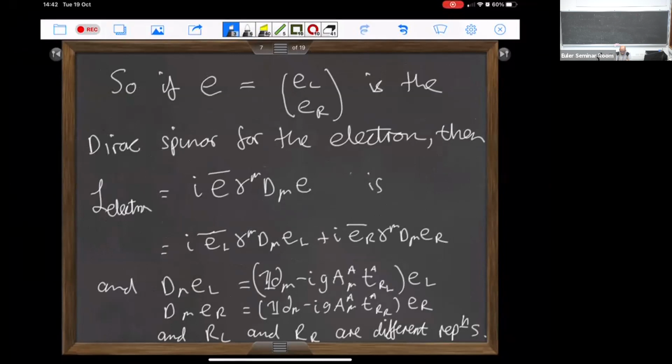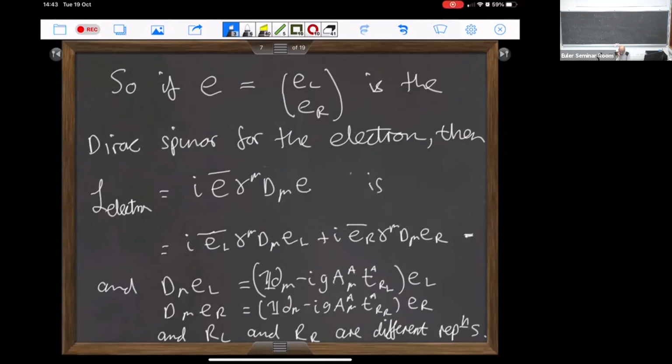So if we, for example, focus on the electron field, it's common in the textbooks to use the symbol for the particle to denote the field. So E here is actually the Dirac spinor corresponding to the electron, which I've written as E left, E right. Then what we mean when we write down the covariant Dirac Lagrangian for the electron will be the left-handed term and the right-handed term. That's these two terms over here.